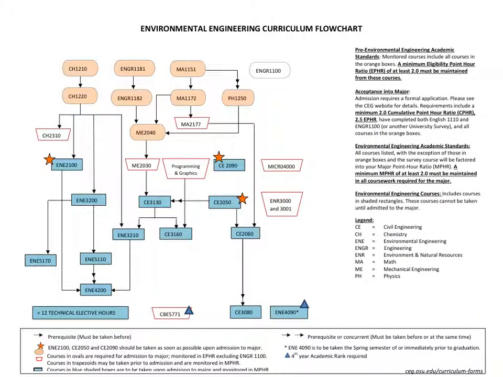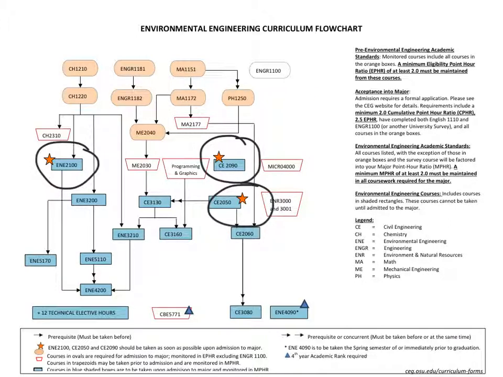Looking at the flowchart, we have all of the different classes that you are required to take as a part of your program. What we're going to be focusing on are the courses that you should definitely be in your first semester in the environmental major. The courses that you see with stars next to them are the courses that you should focus on being in as soon as possible. So that would be the Environmental 2100 course, the Civil 2090 course, and the Civil 2050 course.